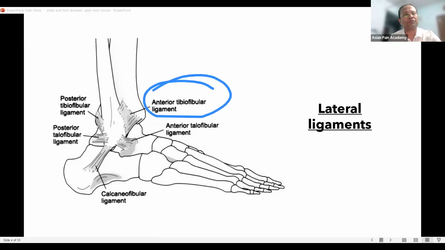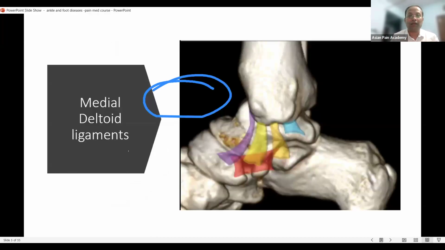But then this is the lateral ligament. So remember that all start from the fibula. You remember what the adjacent structures are. One adjacent structure is the talus, one is the calcaneum, and one is the tibia. So tibiofibular, calcaneofibular, talofibular. That's it.